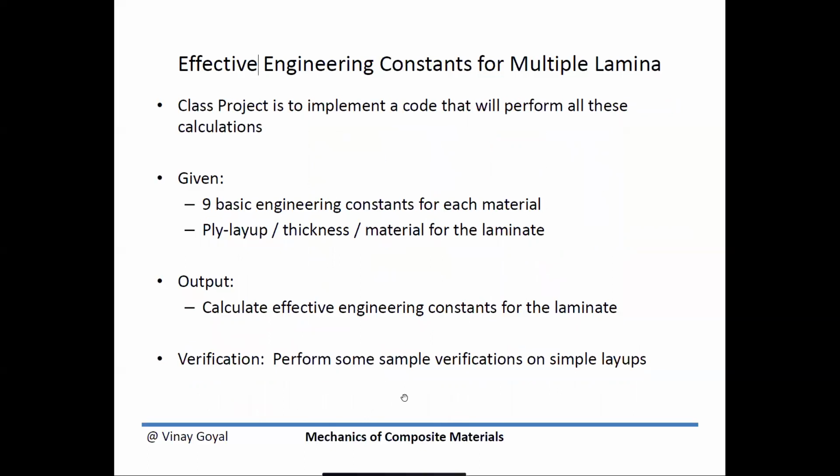So I invite you to take some time for extra credit. If you can implement a code that can perform these calculations, given the basic engineering constants for each material, the ply layout, the thickness, the material for each laminate, we would like to calculate the effective engineering constants for the laminate. And then I will provide some examples to see if your answers are on target.